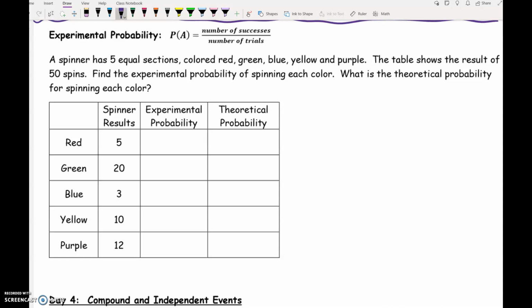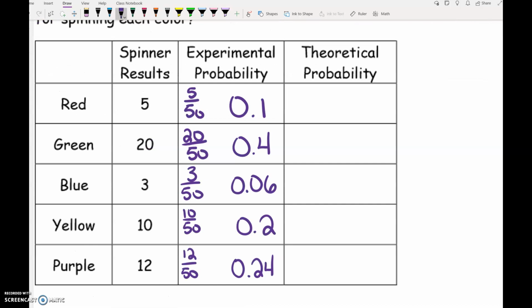So for experimental probability, we got red 5 times. 5 times out of 50. 5 out of 50 is 0.1. We got green 20 times. That's 20 out of 50, which is 0.4. Take a moment and find the rest of those experimental probabilities. So each of the numbers, the spinner results divided by 50, we got 0.1, 0.4, 0.06, 0.2, and 0.24.